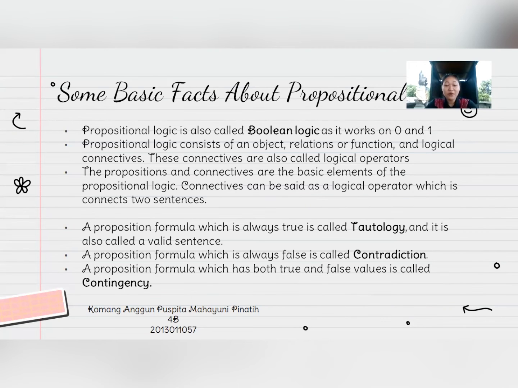A propositional formula which is always true is called a tautology, and it is also called a valid sentence. A propositional formula which is always false is called a contradiction. And then a propositional formula which has both true and false values is called a contingency.